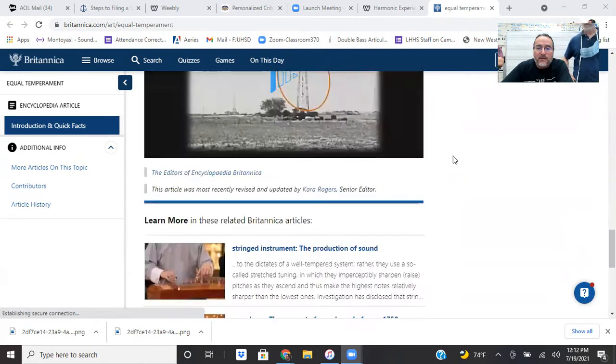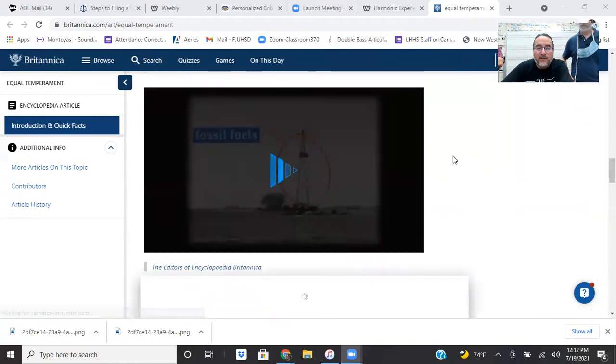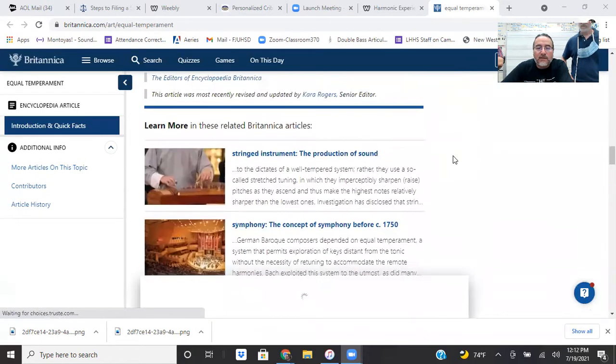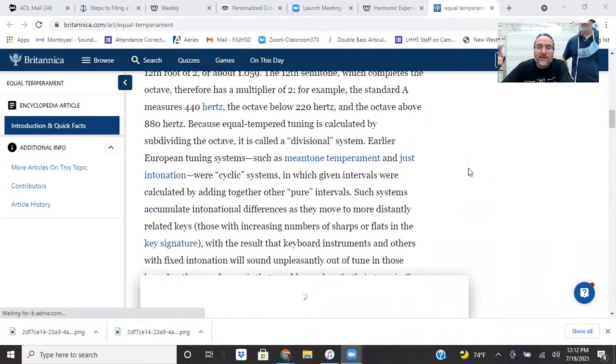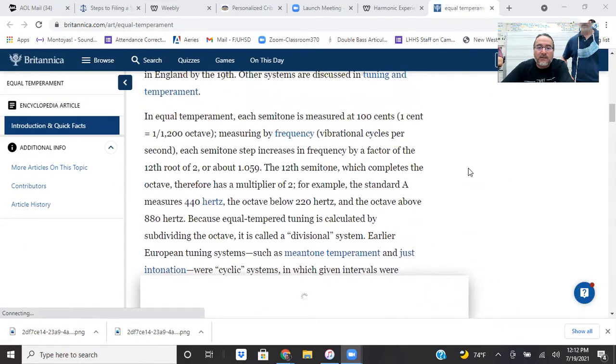So you can read more about equal temperament there if you like. I don't know if that video had anything. No, that didn't have it. So that's a nice little thing. Oh, wait a minute. Well, let's just look at this last paragraph.